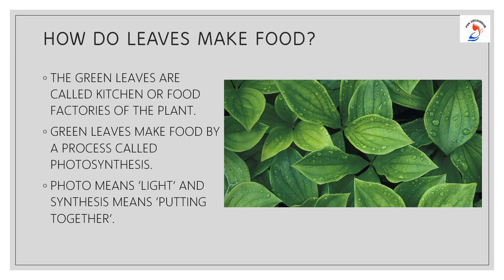How do leaves make food? Do you know, children? Yes, the green leaves are called kitchen or food factories of the plant. Why are they called kitchen, children? Because they prepare the food for the whole plant. Green leaves make food by a process called photosynthesis. Photo means light and synthesis means putting together.